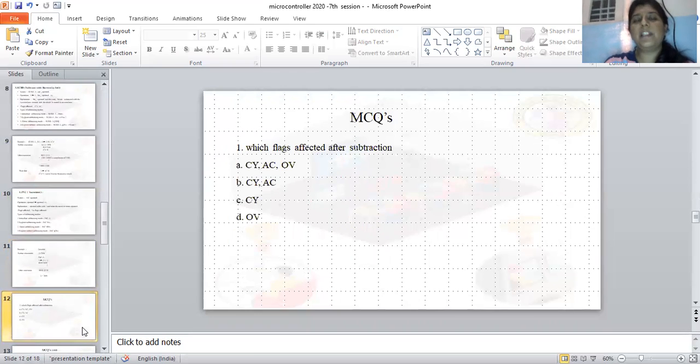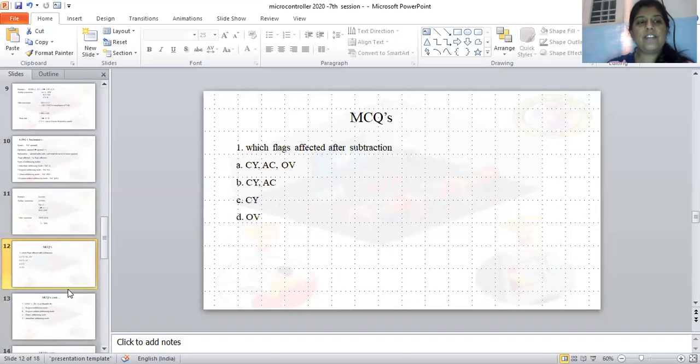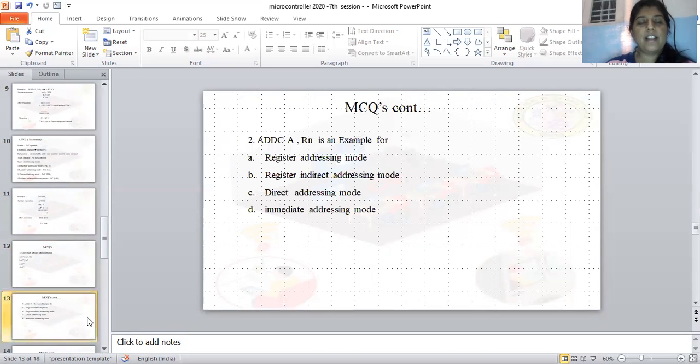Next we'll go to the multiple choice questions. Which flags are affected after subtraction? Carry flag, auxiliary carry flag, overflow flag. Next option is carry flag, auxiliary carry flag. Third, only the carry flag. Fourth one, only the overflow flag. The answer for this is the second one, that is, both the carry flag and the auxiliary carry flag will be affected.